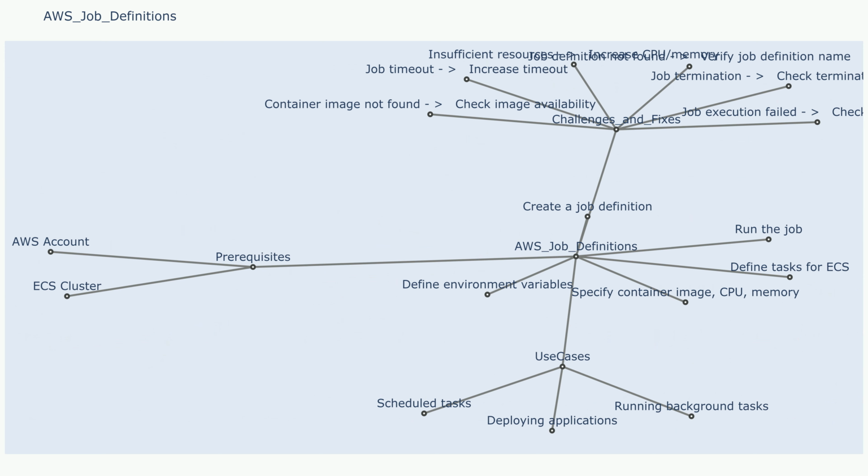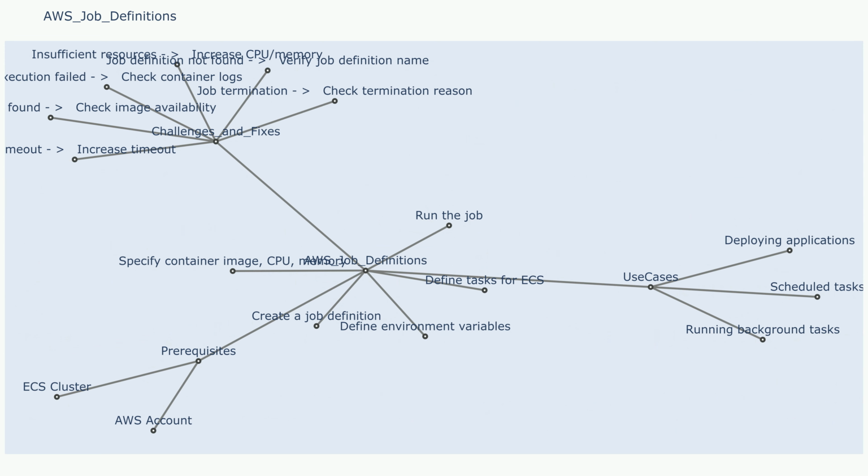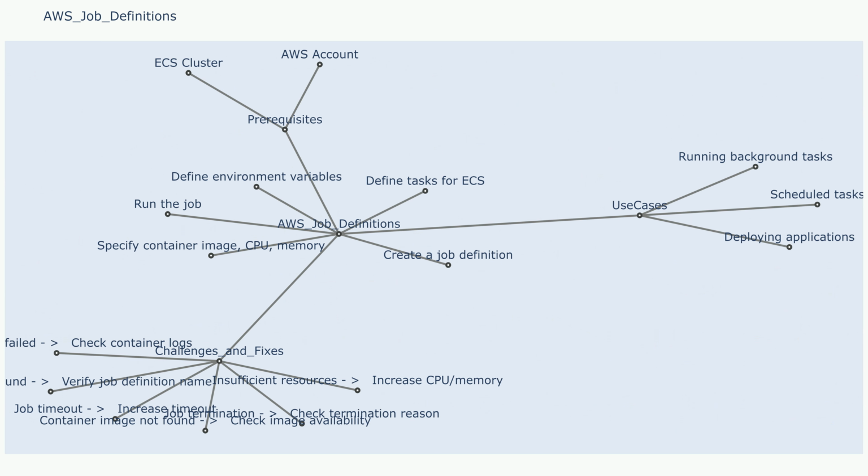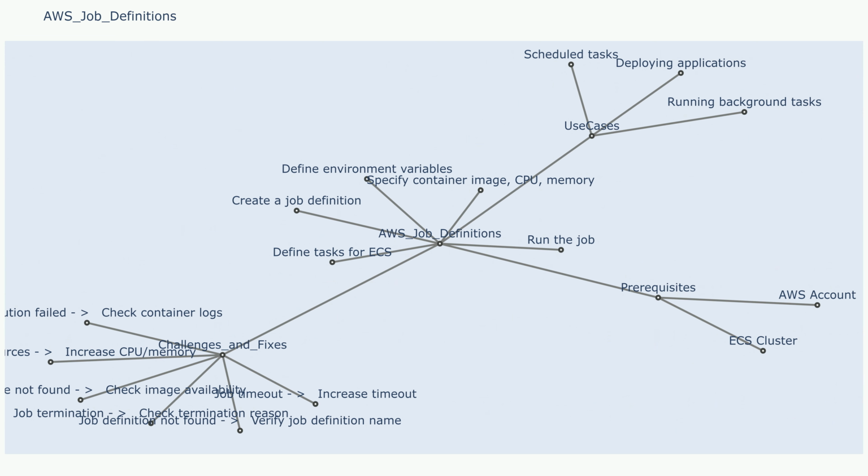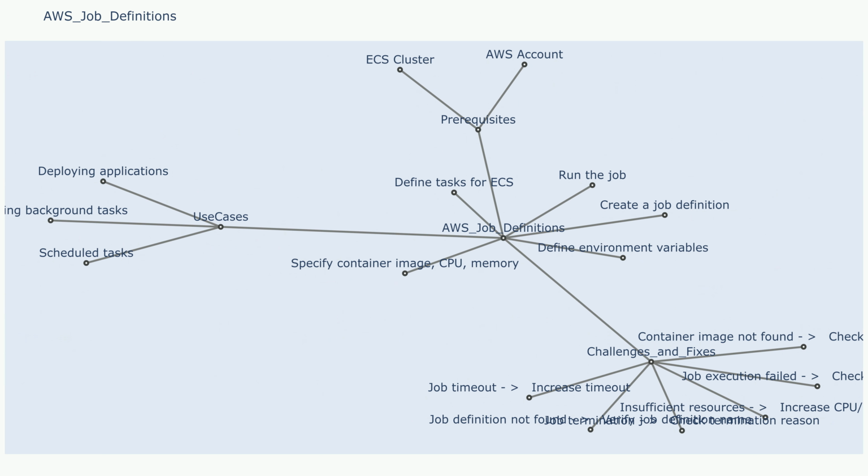Steps: create a job definition. Use the AWS CLI, AWS SDK, or the ECS console to create a new job definition. Provide a unique name for your job definition. Specify container image. Define the container image that will be used to run your task. This image should contain the necessary software and dependencies for your application.